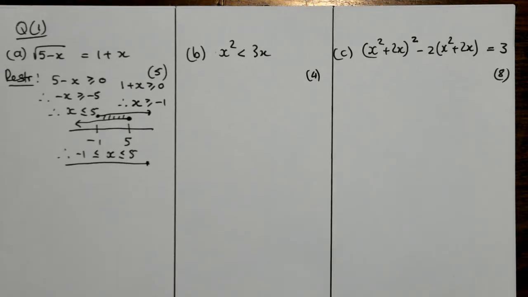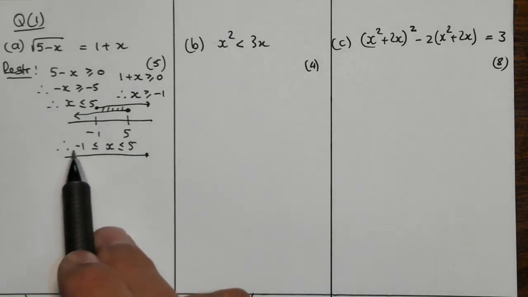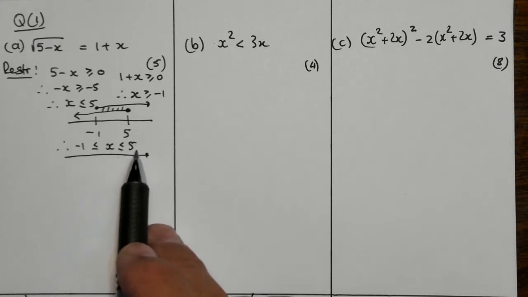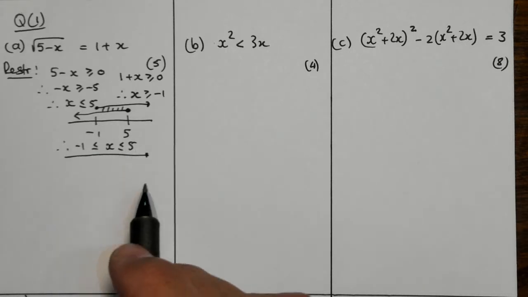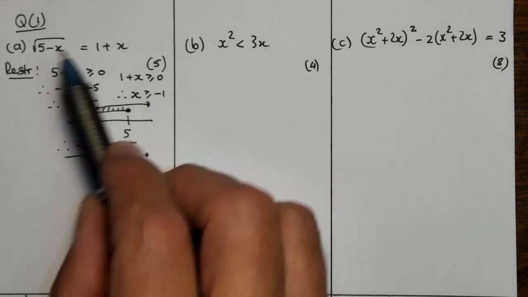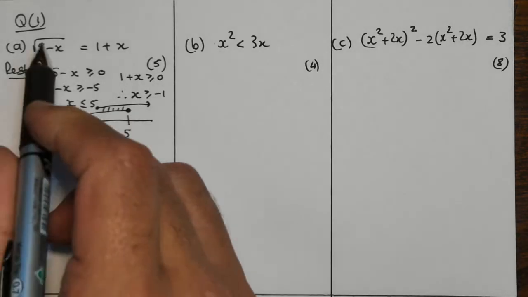Now they can ask that as a question. They would say, show that x is bigger than or equal to minus 1 and less than or equal to 5 at the same time. That means restrict the values that x cannot be here so that the equation doesn't become non-real. Then we can start by getting rid of our root.